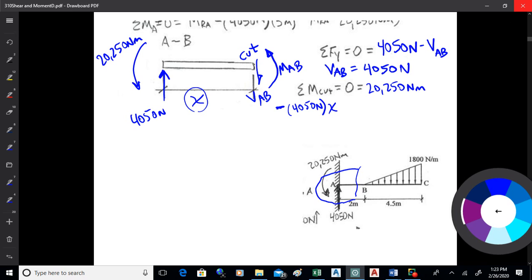And then I've also got the couple there. Now the couple is counterclockwise, so that'll be plus MAB. So now I just need to solve for the internal moment. I don't include the VAB because the VAB has a 0 moment arm, so I don't put it in the moment equation because it zeroes out.